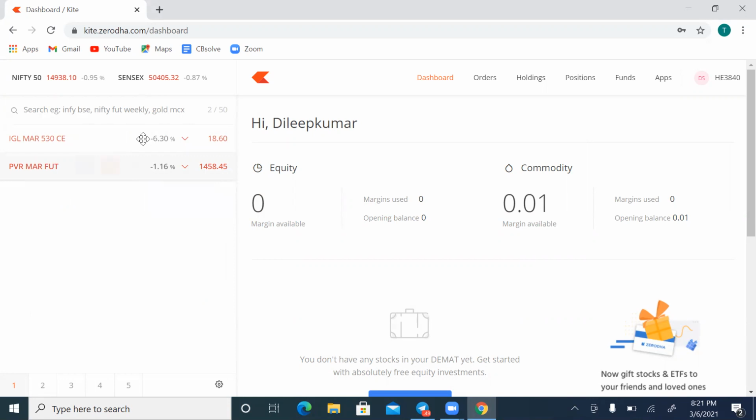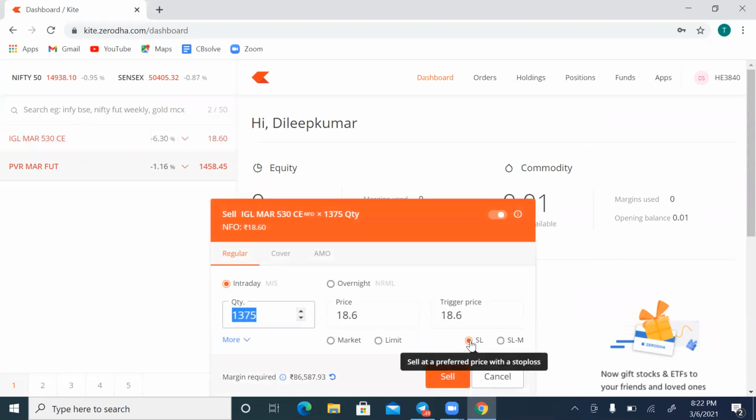Otherwise, you can also, for example, this trade is also taken into your account, and it is trading at some profit, and still you want to place some stop loss for it. Just click on SL, and you can choose stop loss, and you can mention where you want to start triggering your trade and where you want to stop. Okay, it is trading at 18.6 now, but you want to stop your loss at 16 and 15.5.